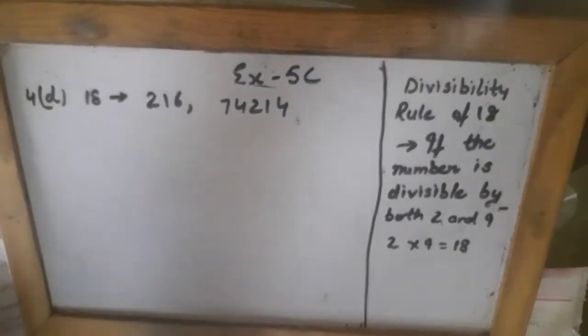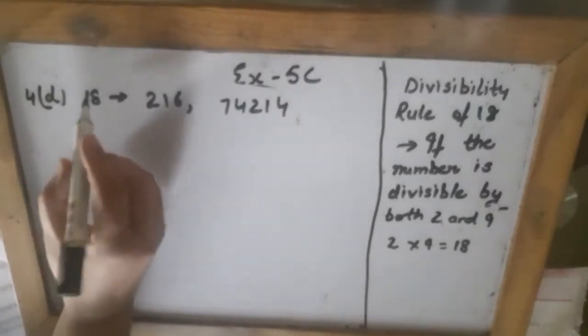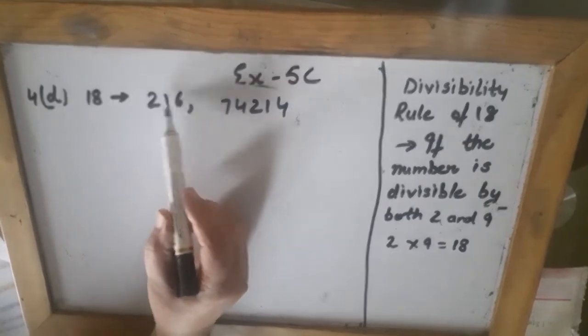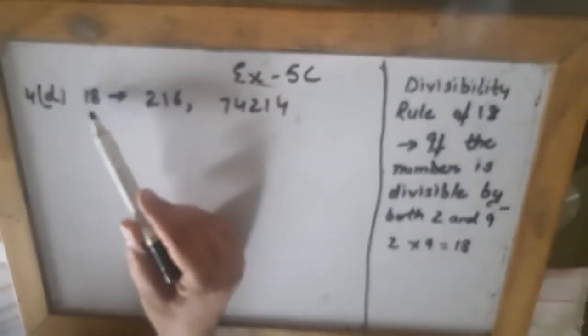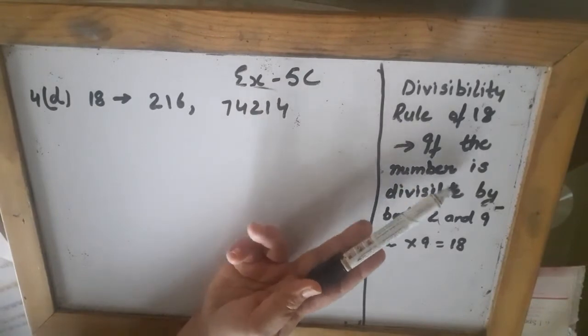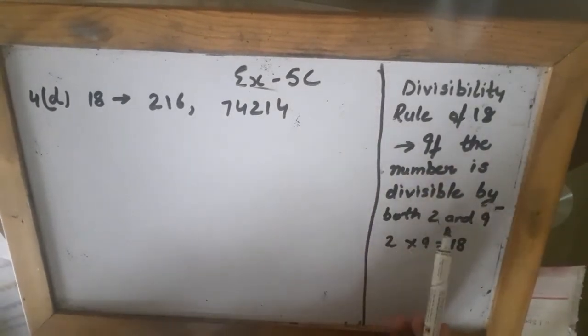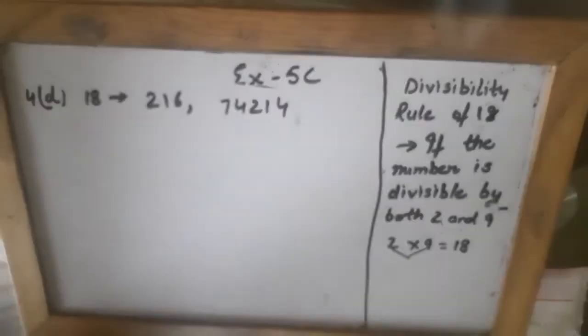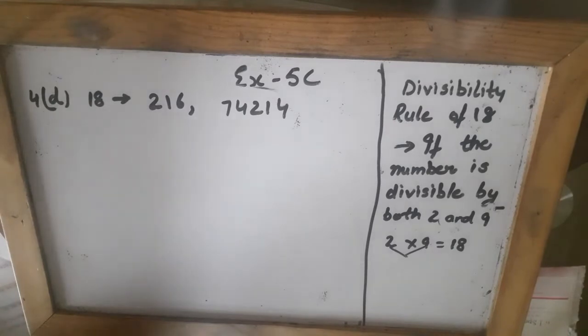Now the D part of the fourth question, the first number given is 18 and we have to check whether these numbers are divisible by 18 or not. Now what is the divisibility rule of 18? It says if the number is divisible by both 2 and 9. When you multiply 2 into 9 it is 18, so both these are factors of 18. So if the number is divisible by both 2 and 9, it means the number is divisible by 18 also.